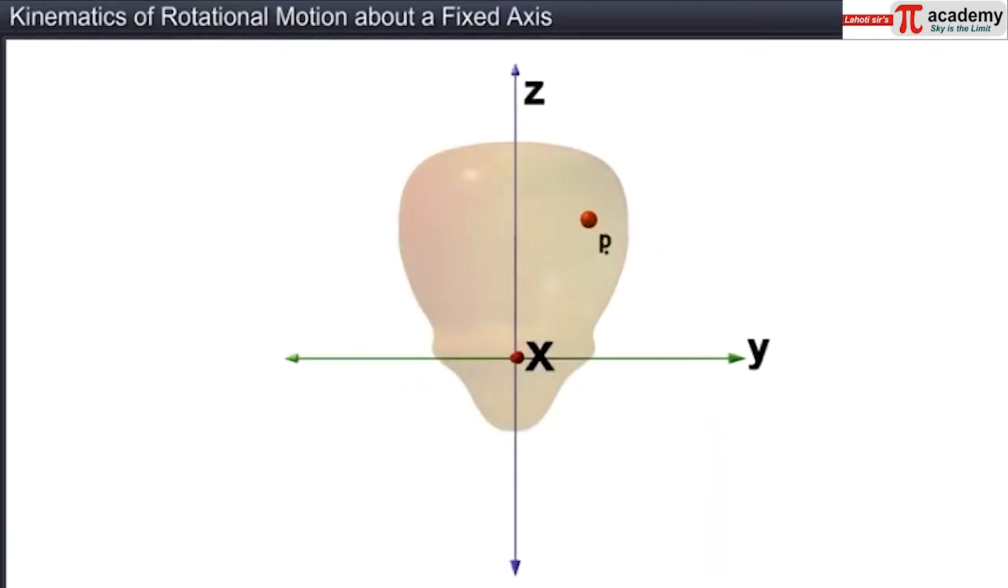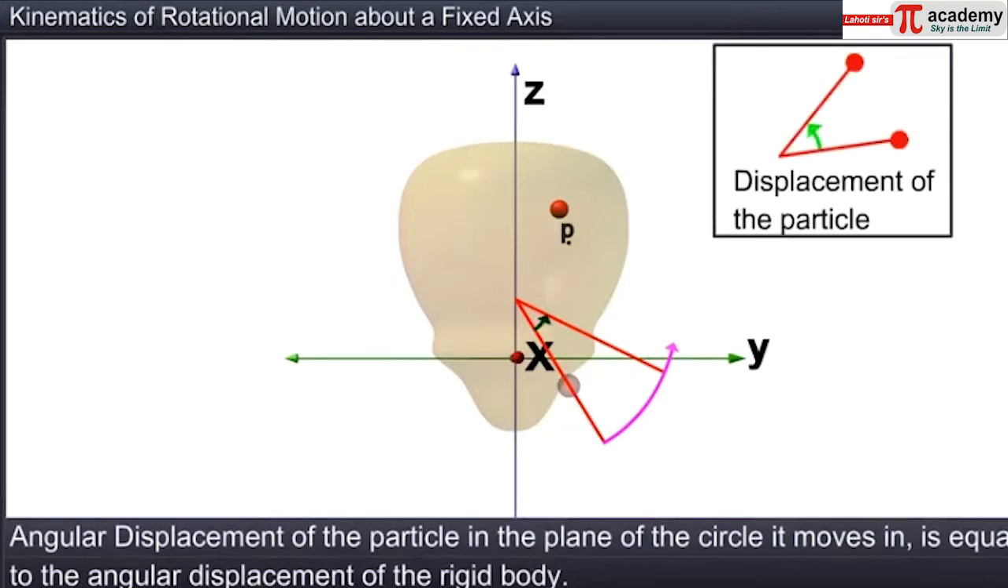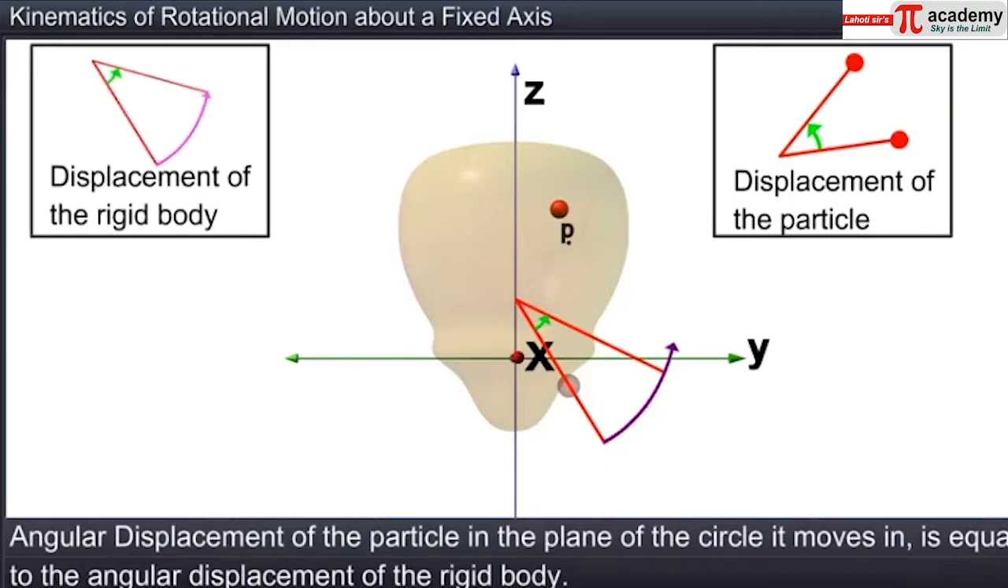Consider a rigid body rotating about a fixed z-axis and let P be a particle in it. When the rigid body is in rotational motion, the particle P moves along a circular path. Since the rotation is about a fixed axis, the circular path of P lies in a plane perpendicular to the axis of rotation. The angular displacement of the particle in the plane of the circle it moves in is equal to the angular displacement of the rigid body.